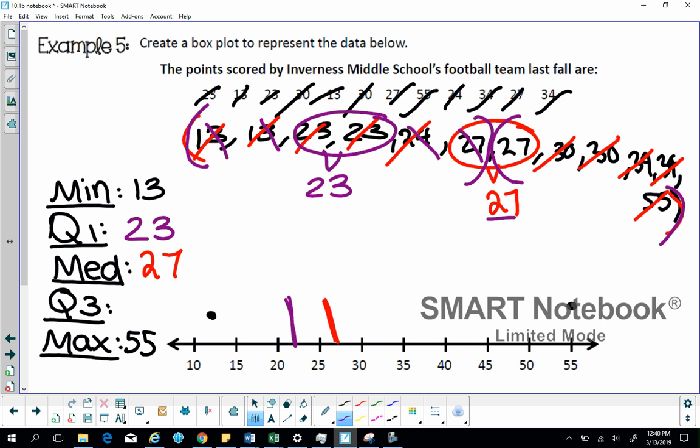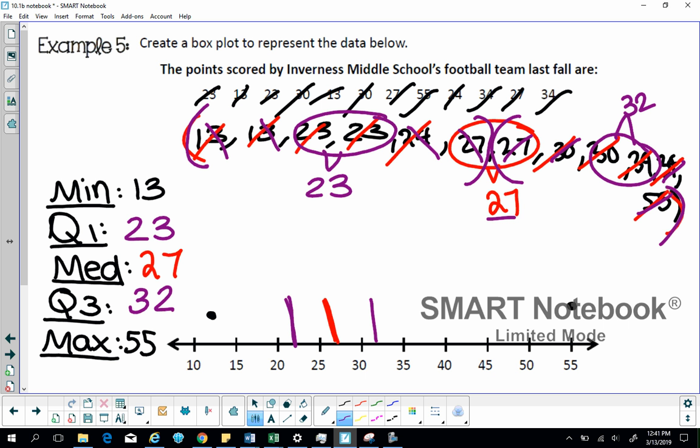Now I just do the same thing over here. So 1, 1, 2, 2. There's 2 in the middle. What's between 30 and 34? What's the middle of those 2 numbers? 32. 32. Or you can add them and divide by 2. And you'll get 32. So it looks like that.